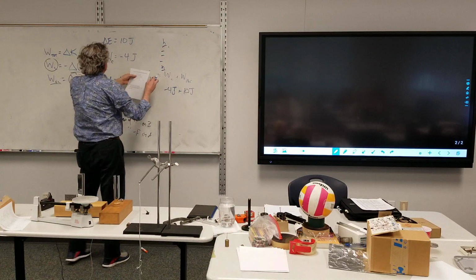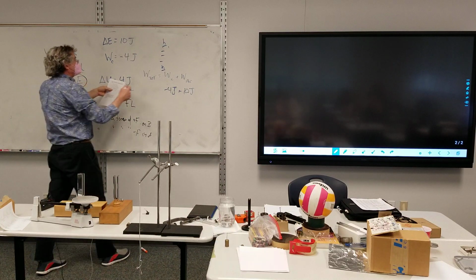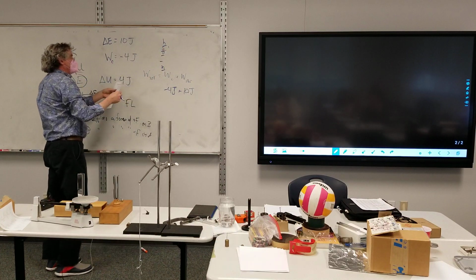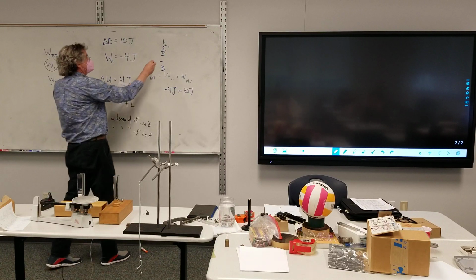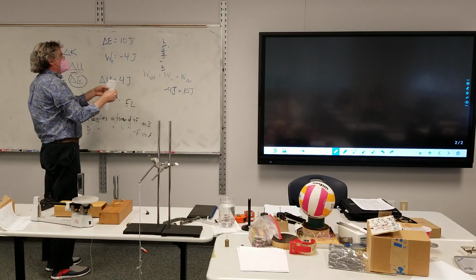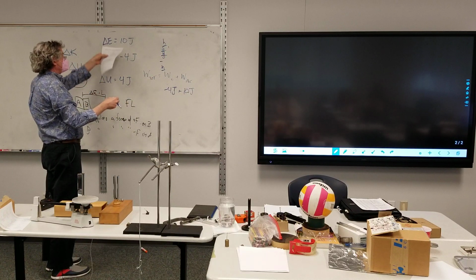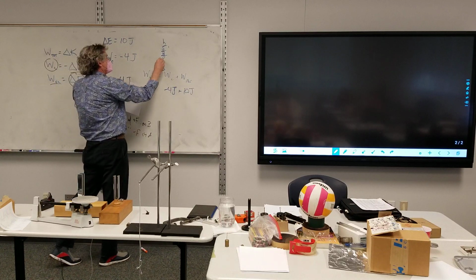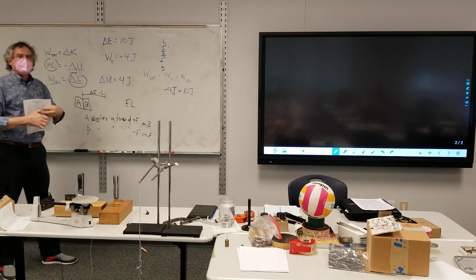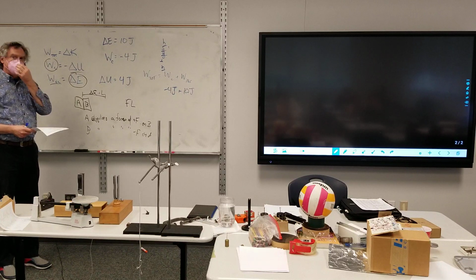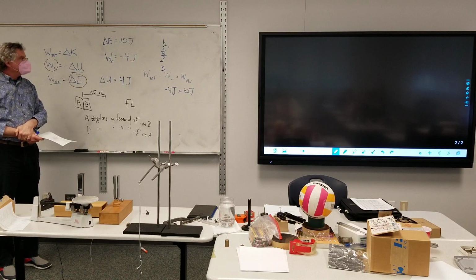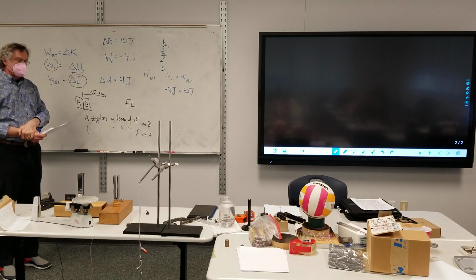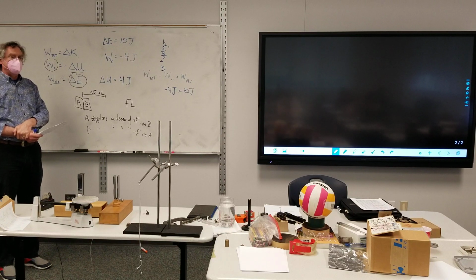The change in potential energy was 4 joules. That's G. The conservative work done by the object would be 4 joules. And the non-conservative work done on the object is equal to the change in energy, which is 10 joules. And so we still need to do the total work done on the object. The total work done on the object is the same as the change in the kinetic energy of the object. So that's H.